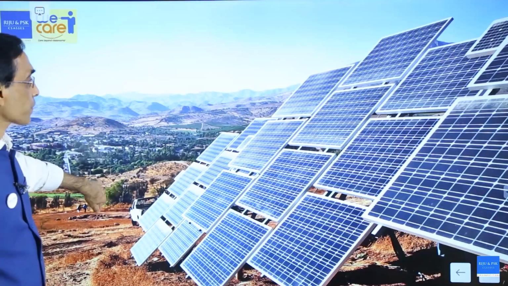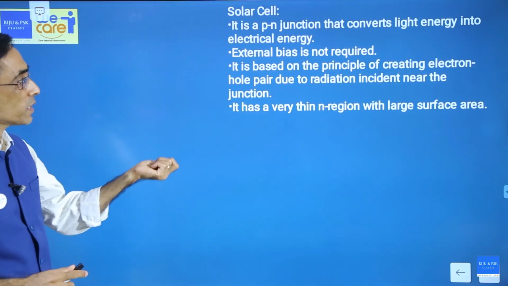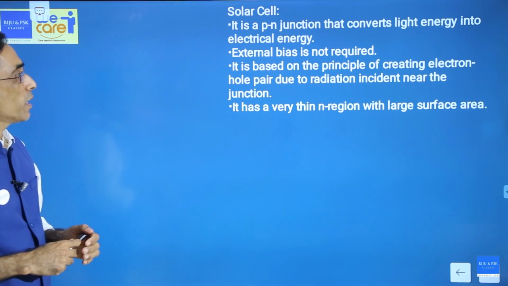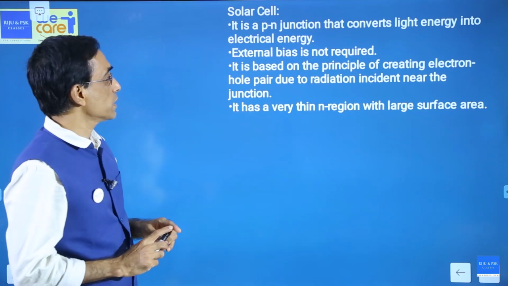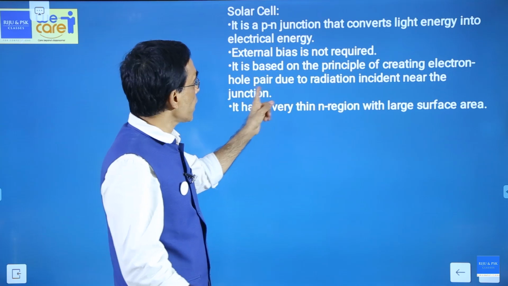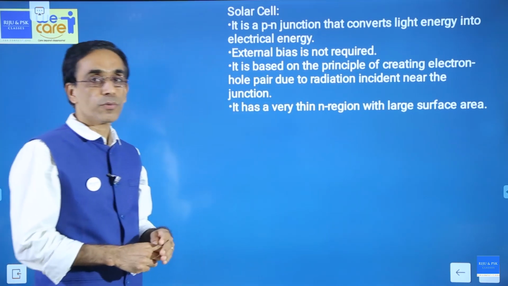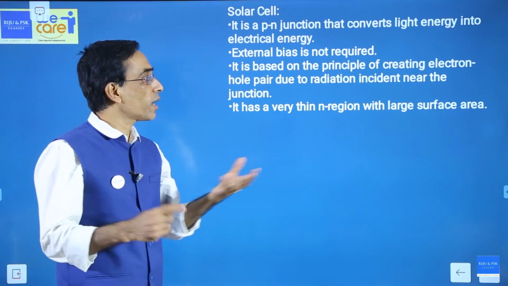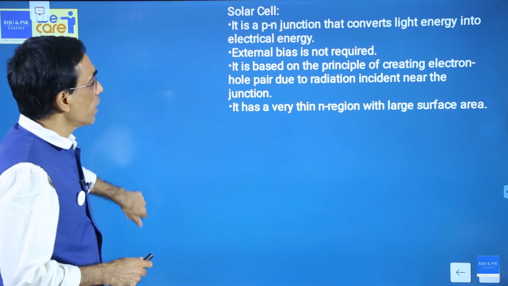What is a solar cell? It's a PN junction that converts light energy into electrical energy. External bias is not required, no extra battery required. What is the principle? Again the same thing: the production of electron-hole pairs due to incident radiation near the junction, just like the photodiode. It has a very thin N region with a large surface area. These are the basic ideas.